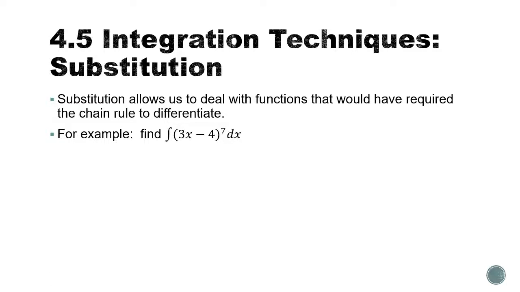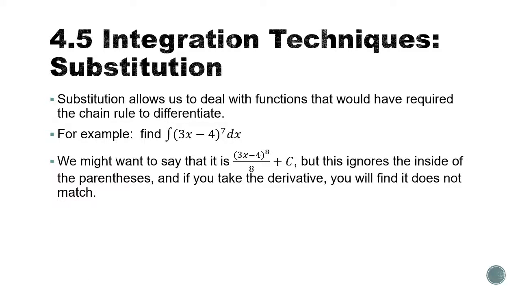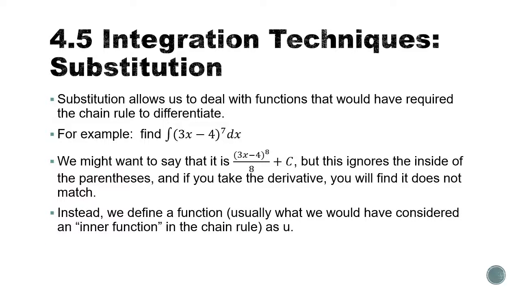For example, the integral of 3x minus 4 to the 7th. Well, you might want to say, okay, that's 3x minus 4 to the 8th over 8 plus c. But then we're ignoring the function inside the parentheses. And if you take the derivative of this, you'll find that it doesn't match. If you take the derivative of 3x minus 4 to the 8th over 8, you're not going to get 3x minus 4 to the 7th.